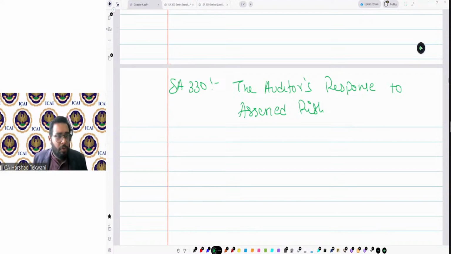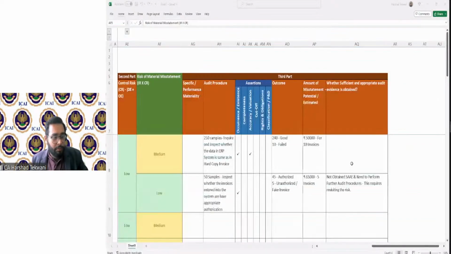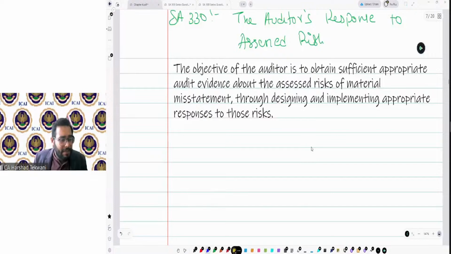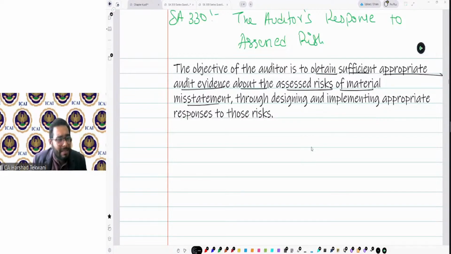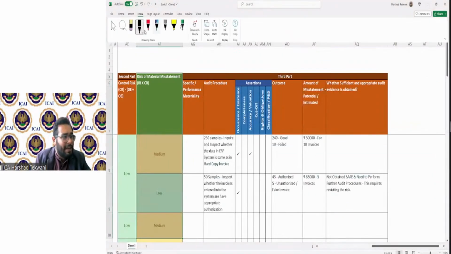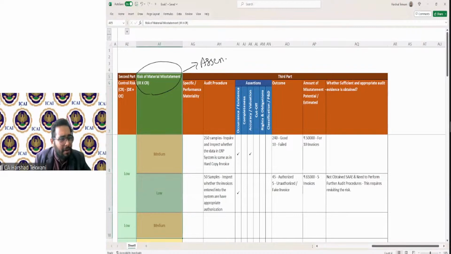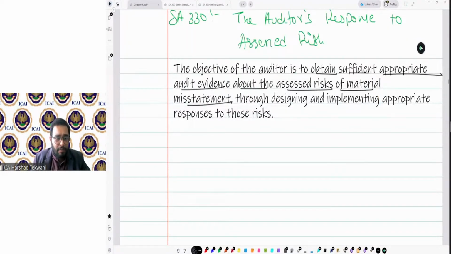The objective is to obtain sufficient and appropriate audit evidence about the assessed risk of material misstatement. This is the assessed risk of material misstatement. Over here, I call it the assessed risk of material misstatement. Now, what the auditor needs to do is obtain sufficient and appropriate audit evidence.